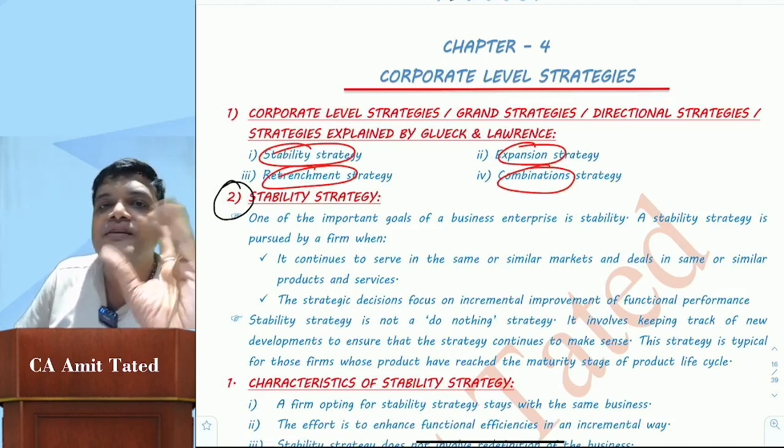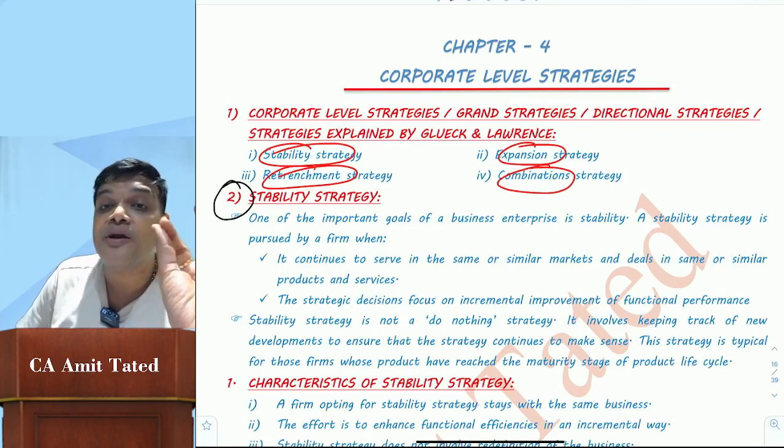So corporate level strategy, Tata Group will decide stability. Second, Tata Group will decide expansion. Third point, retrenchment. Fourth point is combination.